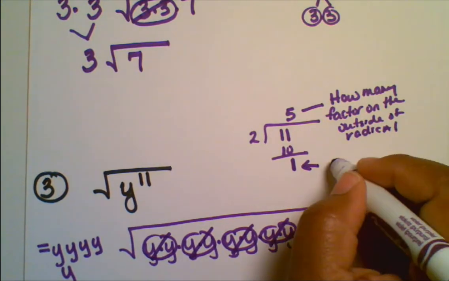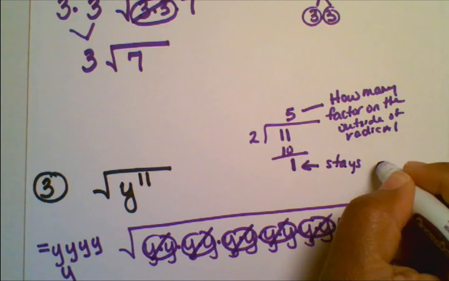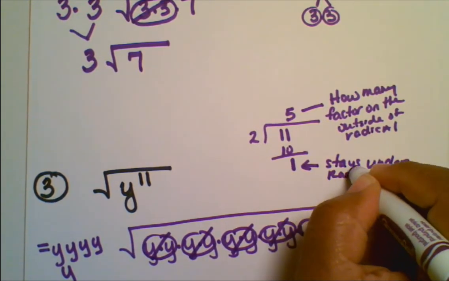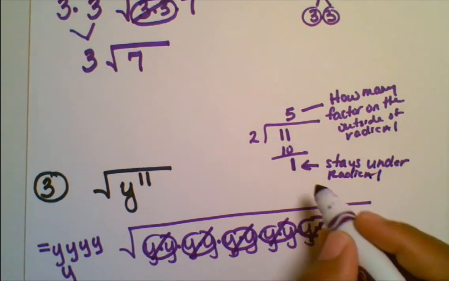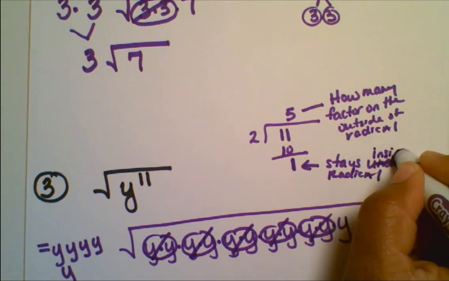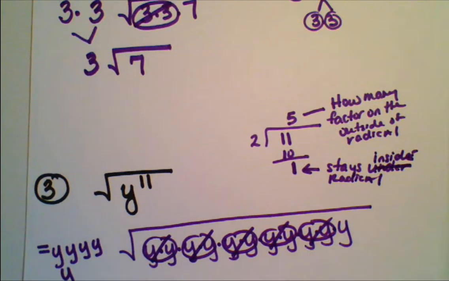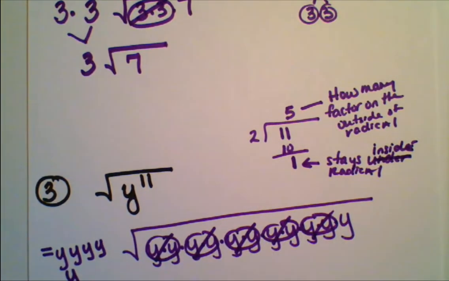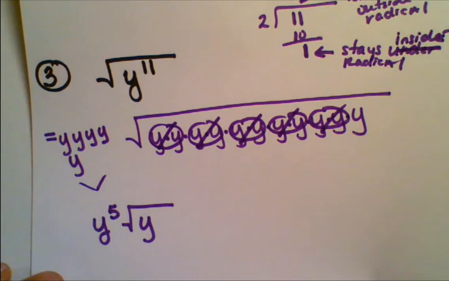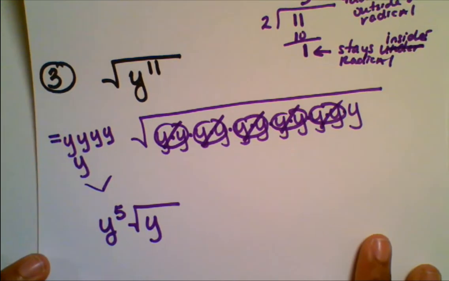And then the remainder is the number that stays under the radical, or inside the radical. We had one y that stayed inside the radical. So this is one way of doing that. You can divide it, or you can show me the prime factors. Like I said, showing it this way, there are a lot fewer errors.